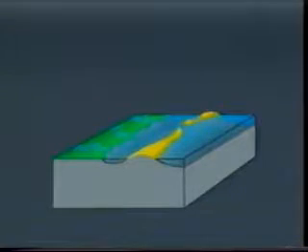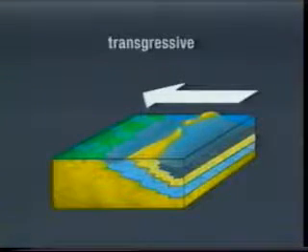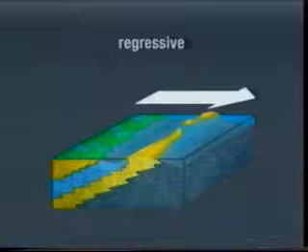Let's look again at this fundamental relationship between transgressive and regressive sequences, using a barrier island system as a model. In the case of transgressive shorelines, deeper water sediments overlie shallow water and continental sediments, and facies climb landward through time. In regressive situations, continental and shallow water sediments overlie deeper water sediments, and facies climb seaward through time.